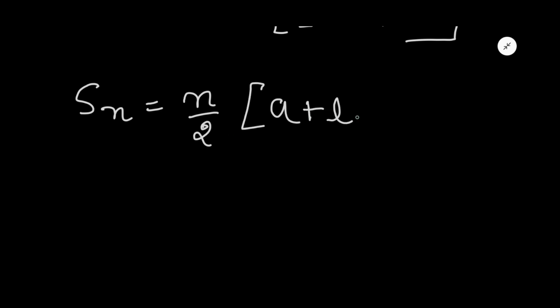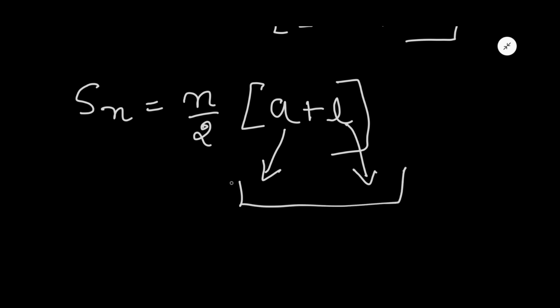Similarly, the other formula, which is n by 2 into a plus l, is used when we have the first term and the last term. If the first term and last term is given and we have to calculate the sum of an arithmetic progression, so we can simply use this formula by putting the first term and last term.